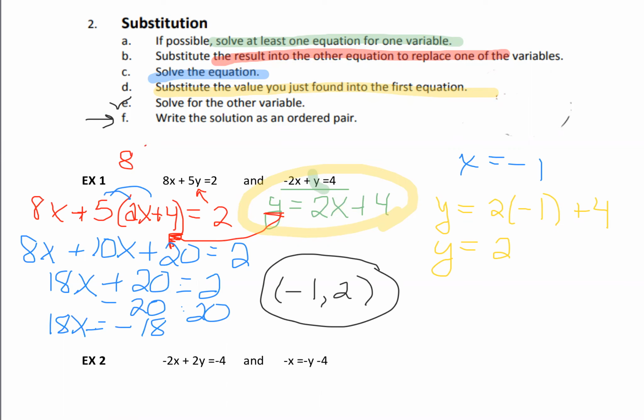So 8 times 2 plus 5 times negative 1. That's 16. Oops, sorry about that. That's 8 times negative 1 plus 5 times 2. So that's negative 8 plus 10 is 2. And then negative 2 times negative 1 plus 2, 2 plus 2 is 4. So this one does work. It is a solution. We're getting a consistent, independent solution.